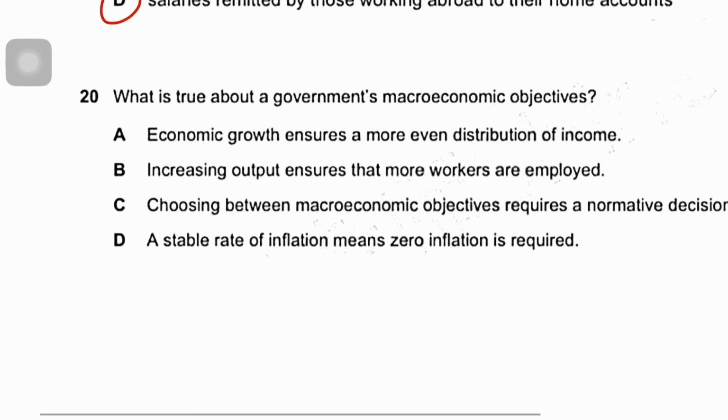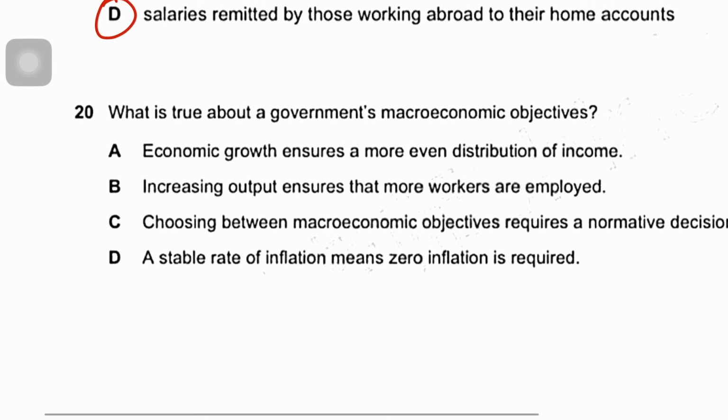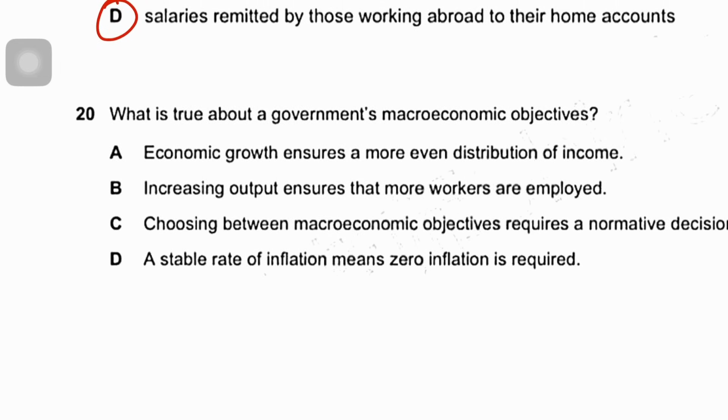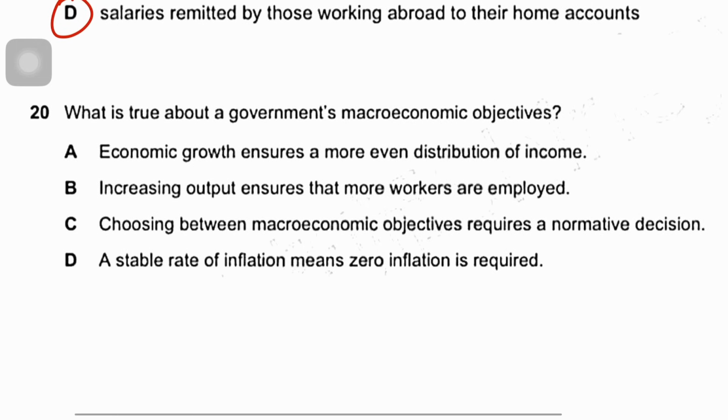The next question, number 20, says, what is true about a government's macroeconomic objectives? The first option says economic growth ensures more even distribution of income. This is incorrect because economic growth does not necessarily ensure a more even distribution of income. Growth can lead to higher overall income, but it can also lead to income inequality if the benefits are not evenly distributed. So this is incorrect.